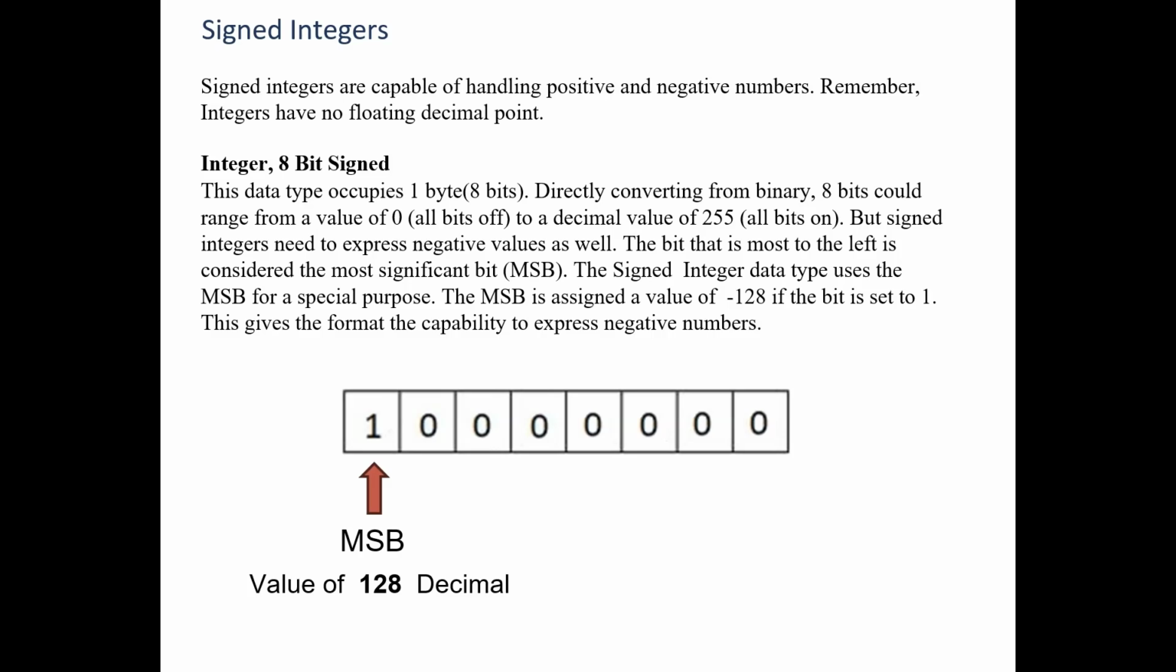But we do something special for the signed integer data type. What happens if we flip this and say the MSB is worth negative 128 if the bit is set to 1? This gives the data type the capability to express negative numbers as low as negative 128, and we still have the bits to the right of the MSB to express positive numbers.